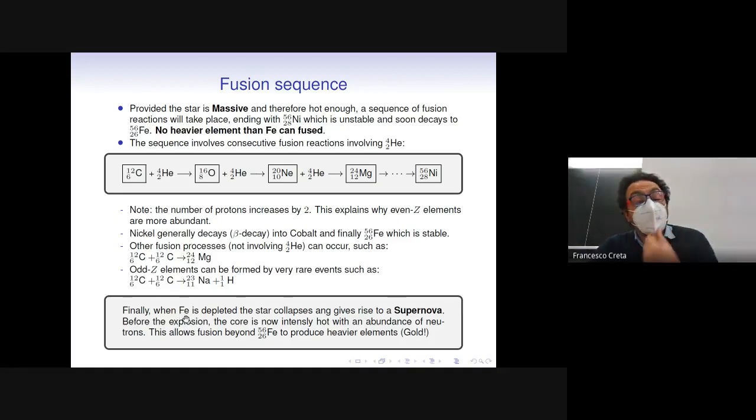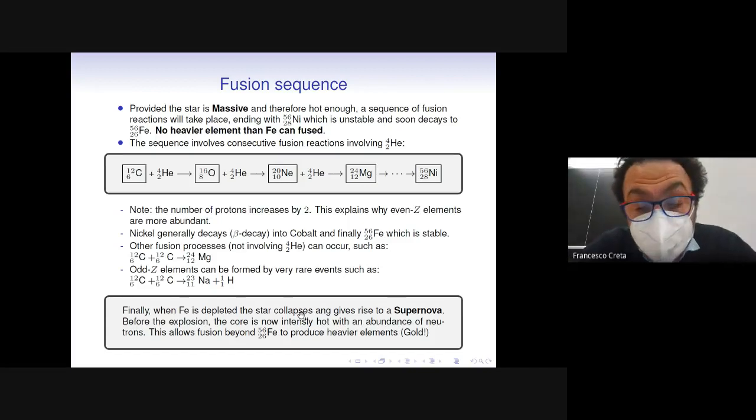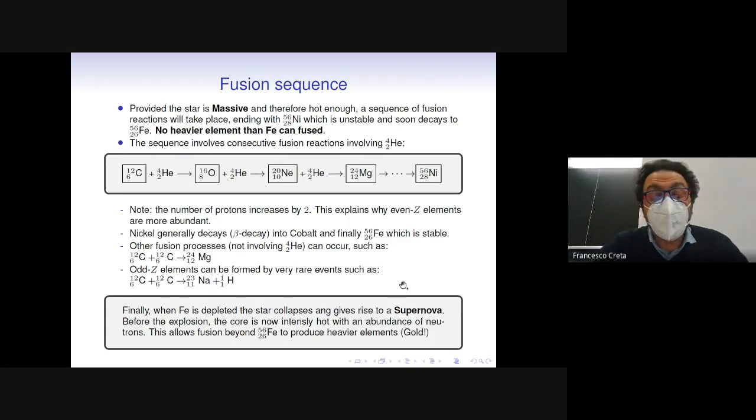When iron is depleted, any star essentially collapses and gives rise to what are called supernovae. So any star cannot produce, in a stable way, any more elements. It will collapse under the force of gravity and will produce a huge explosion, as a sort of rebound. Before the explosion, the core is immensely hot with an abundance of neutrons that are not coming from the fusion.